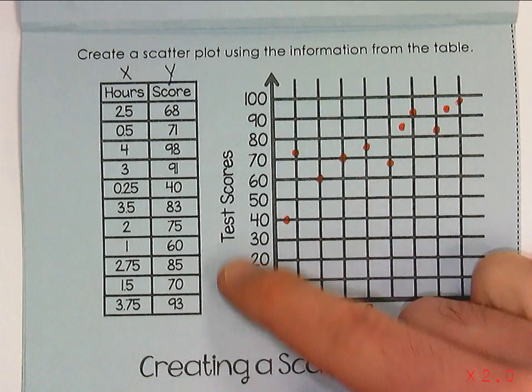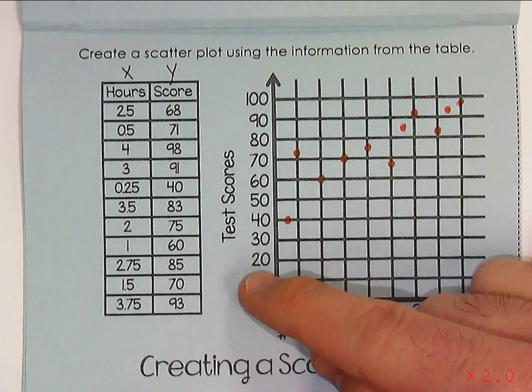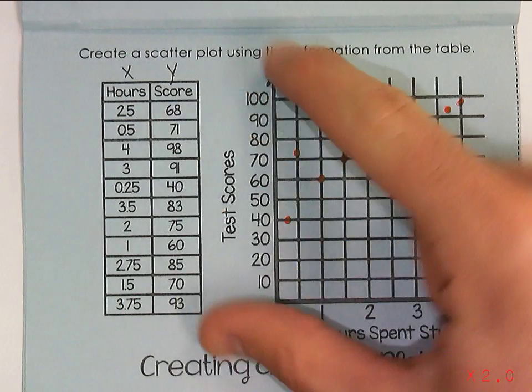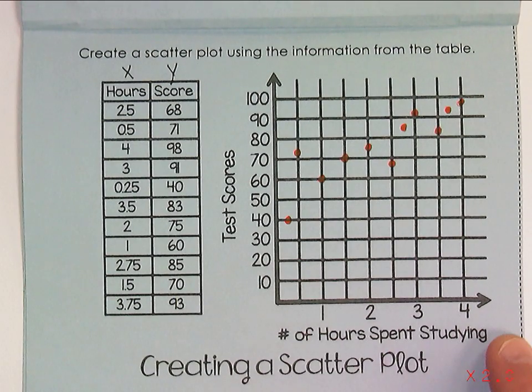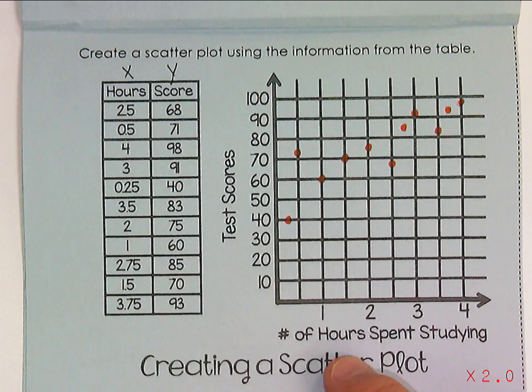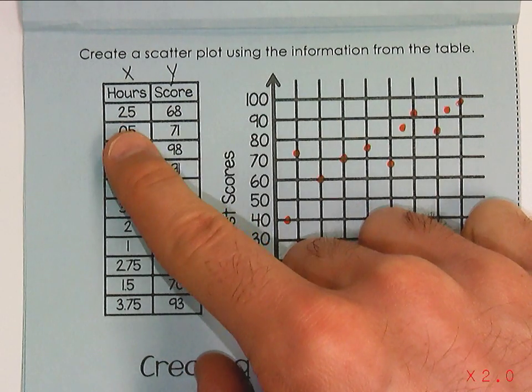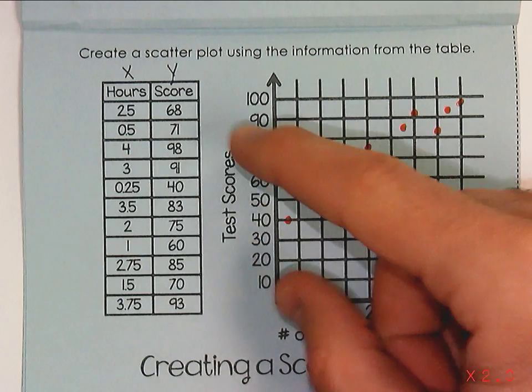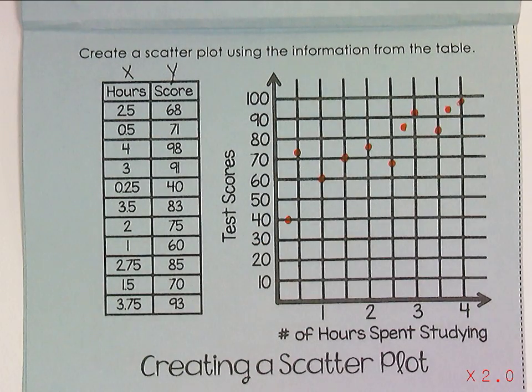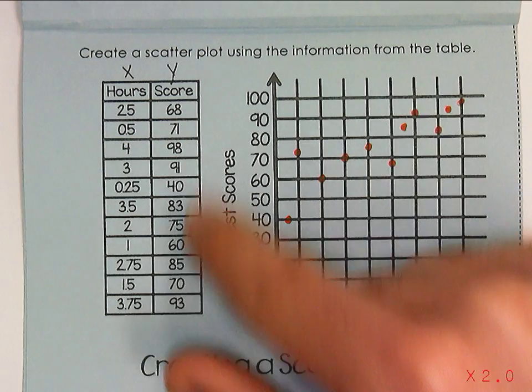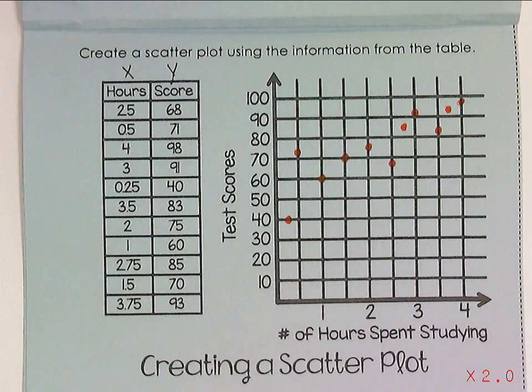And then as you can see, that matches up on the graph here with test scores being scores on the y-axis and then hours spent studying on the x-axis. So what I did, I just went down and plotted these as coordinates, so 2.5, 68, 0.5, 71, and so on and so forth, and then we start to see a relationship happening here.